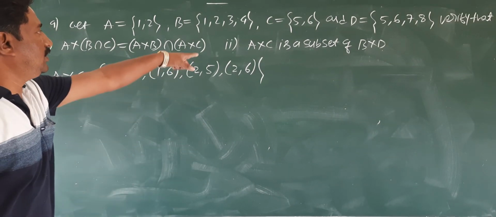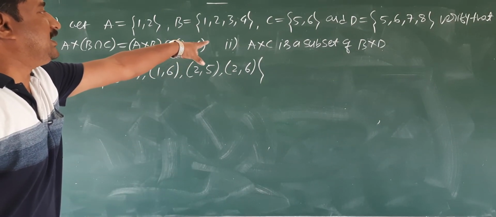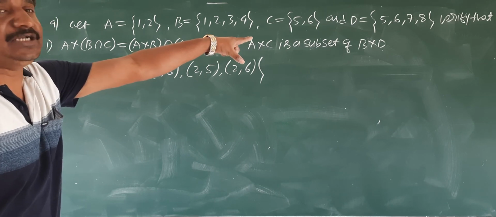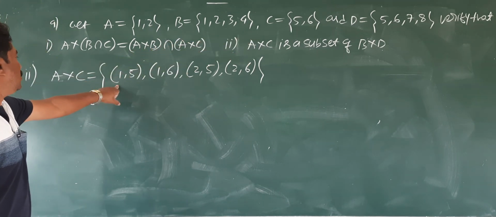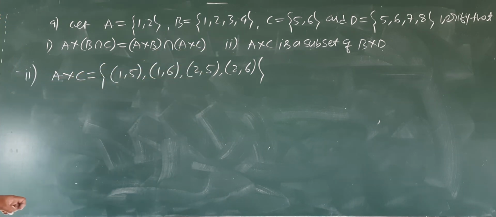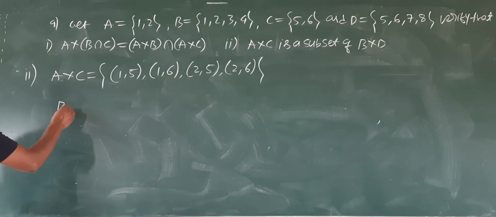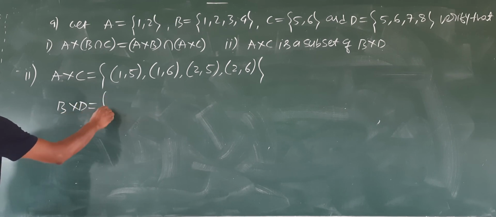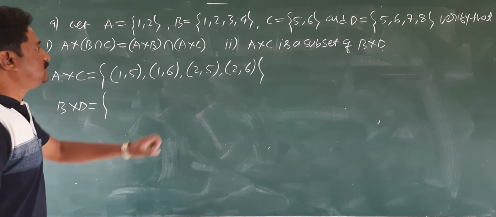Now let us solve the second question. Is A cross C a subset of B cross D? We have already got A cross C. Now let's find out B cross D.